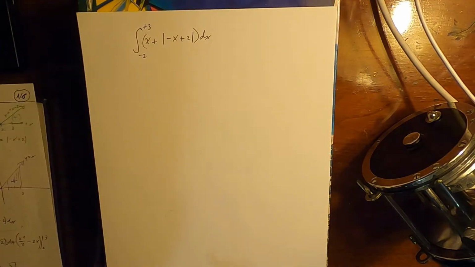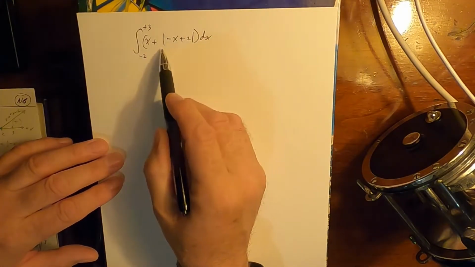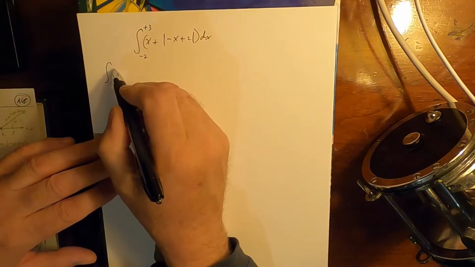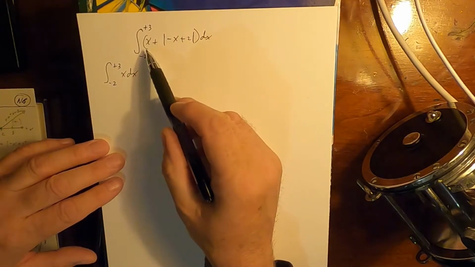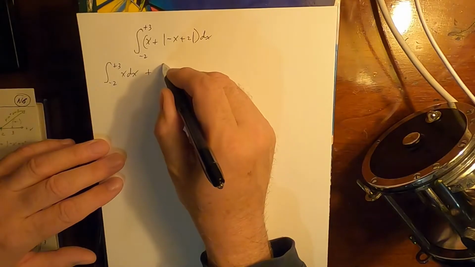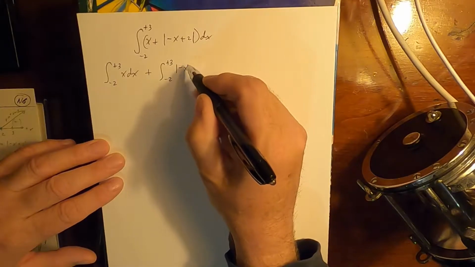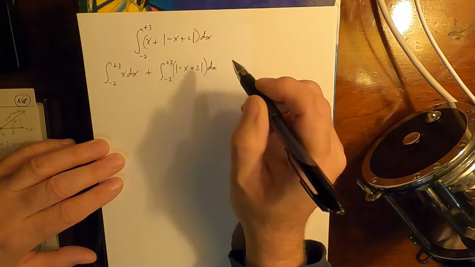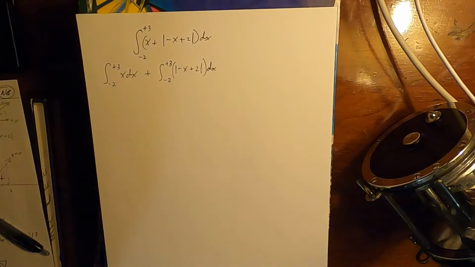We're only going to have positive values out of the entire function here. So basically, we can break this integral up. One of our laws of integrals is we can break it up into two separate integrals: the integral from negative 2 to 3 of x dx, plus the integral from negative 2 to 3 of the absolute value of minus x plus 2, dx. Okay, let's take a look at these functions and see what they look like.